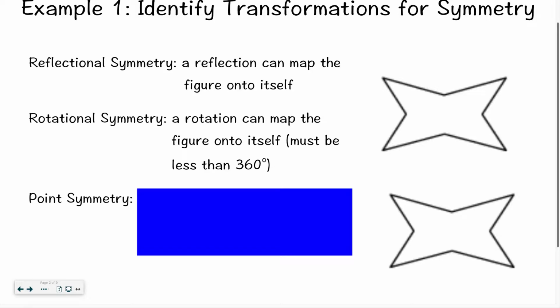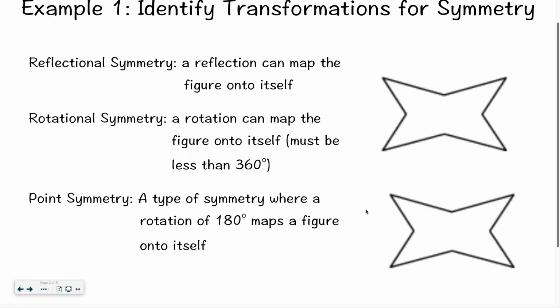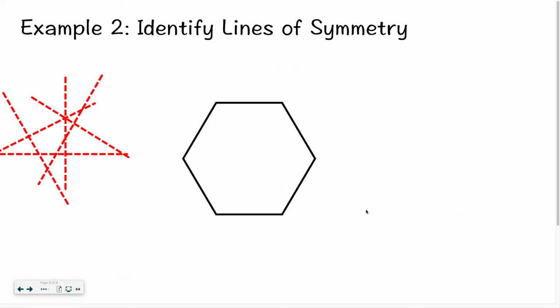And point symmetry is actually the more specific name for that. If an object only has rotational symmetry of 180 degrees, another name for that is point symmetry. So point symmetry is a more specific type of rotational symmetry.